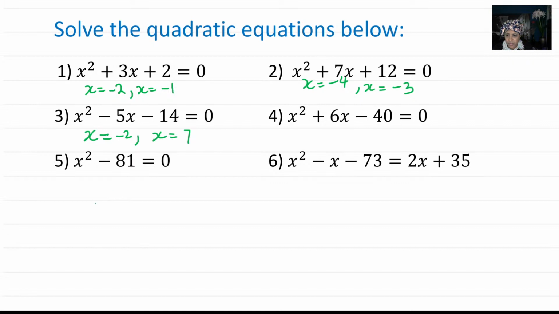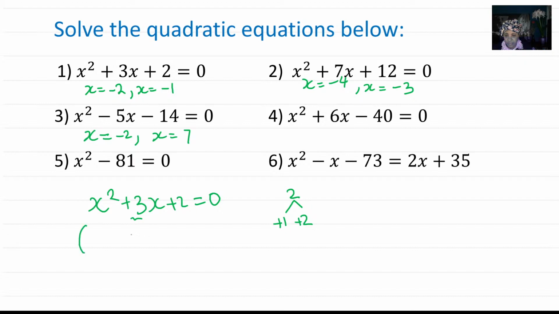So question 1, we've got x squared plus 3x plus 2 equals 0. Now we need to make a 2. There's only one way to make a 2, right? It's just 1 times 2, and we need a 3. So both need to be positive, because everything here is positive, and that's the only way you can get plus 3, by adding these two.